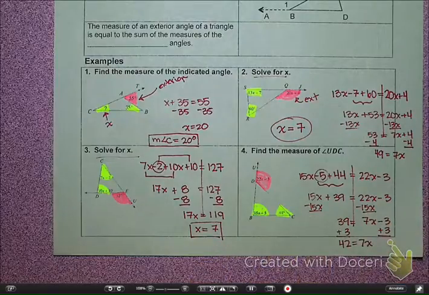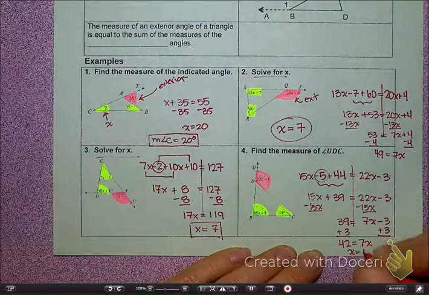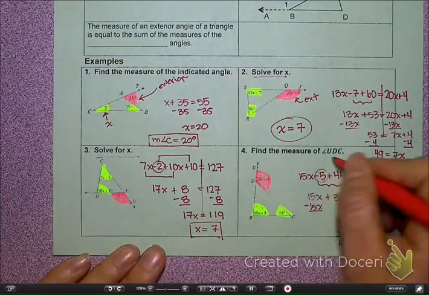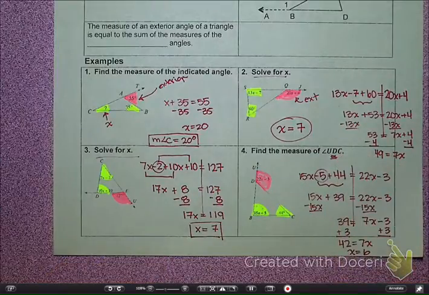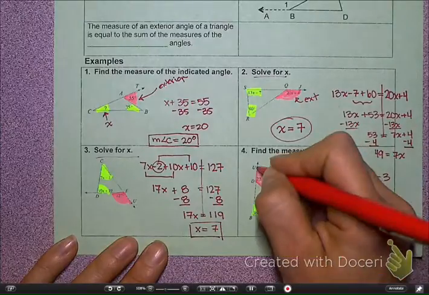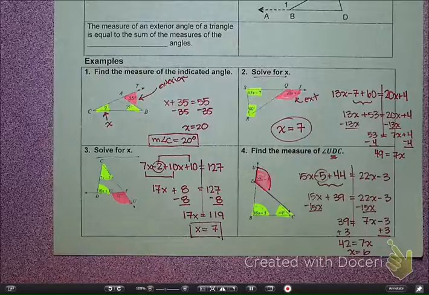Okay, so what do you guys get for your value of x there? 6, right? Now, have I answered the question yet? No. Okay, so I need to figure out which angle is angle UDC. Well, what is the vertex? D. Okay, let's make sure, just by tracing it over, UDC. So is that this angle right here? Yes. Okay. So I'm going to plug into this one.